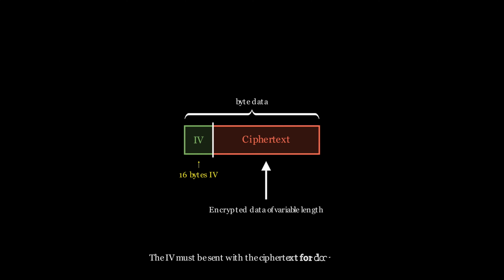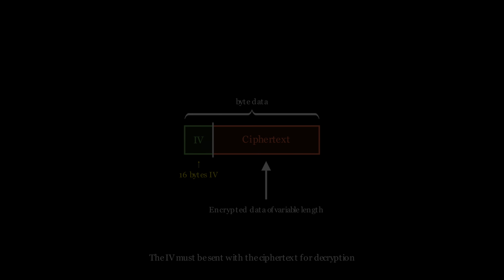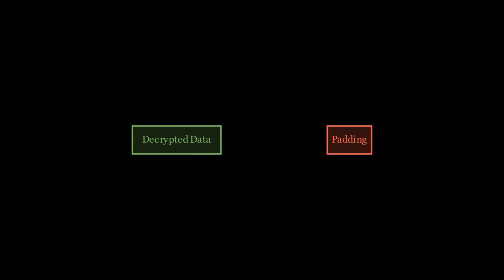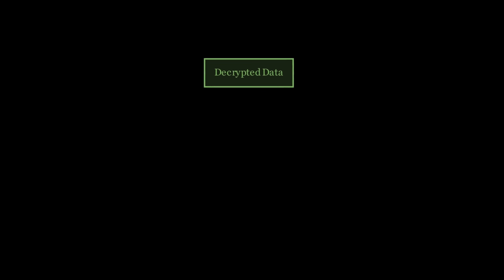Now, we launch the AES 256 CBC algorithm in decryption mode. During encryption, we added something called PKCS 7 padding. That padding is still there, tacked onto the end of our decrypted data. To strip it off, we look at the last byte of the decrypted output and chop that many bytes off. This leaves us with the exact original data.